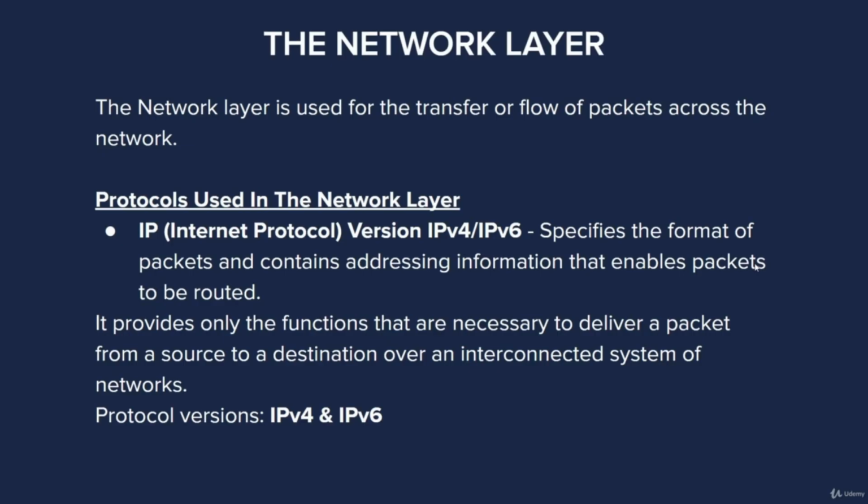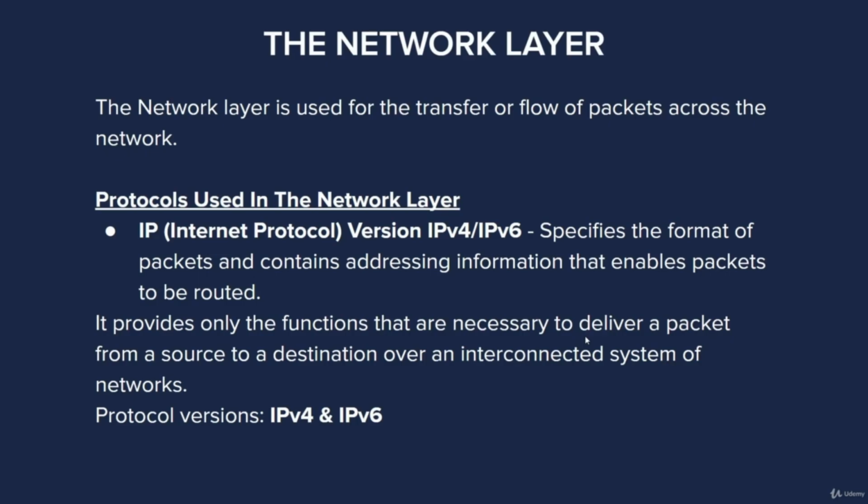So the purpose of the internet protocol, or its function, is to specify the format of the packets and contain addressing information that enables packets to be routed. So it's essentially responsible for the routing of packets across a network. It provides only the functions that are necessary to deliver a packet from a source to a destination over an interconnected system of networks. And you can remember from the previous video, IP is used for logical addressing, right? So it helps deliver data from one computer or one host to another, in an interconnected network. So it's very, very useful at sending data from one source to a destination very reliably.